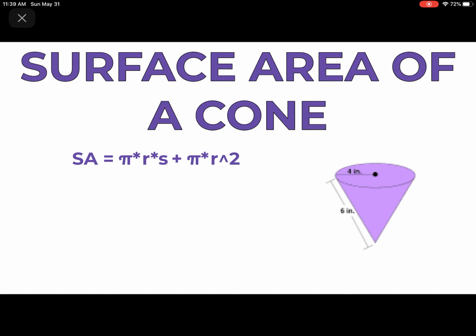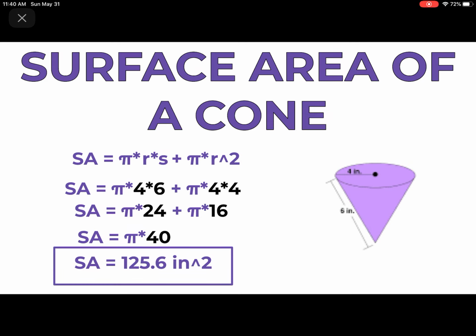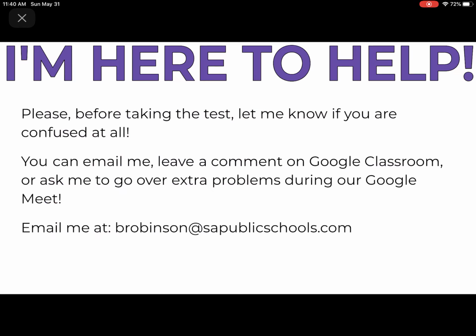Last one, it doesn't matter if the cone is flipped upside down. My slant height is still 6. My radius is 4. So I have pi times 4 times 6 plus pi times 4 times 4, or pi times 24 plus pi times 16, adding our like terms, pi times 40. My surface area is going to be 125.6 inches squared, okay? So don't let the long formula confuse you, all right?